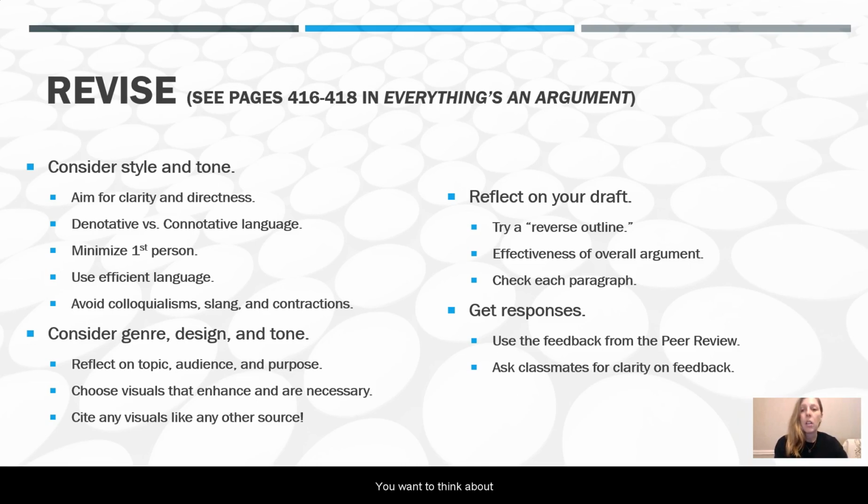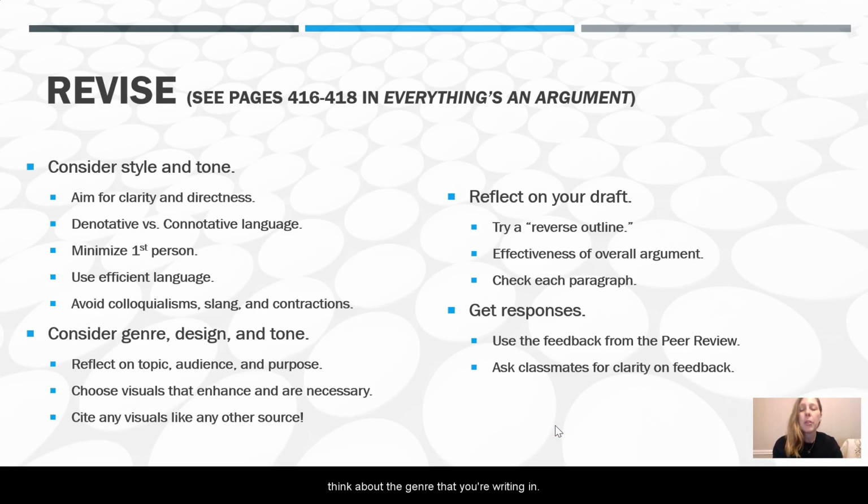You want to think about denotative and connotative language. You want to minimize your use of first person. You want to make sure your language is efficient, right? That you're getting to the point, that you're not using a lot of unnecessary words. Finally, you want to check for uses of colloquial language, slang, contractions. You want to make this more formal, right? This is a formal research paper.